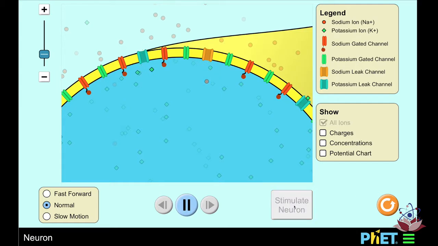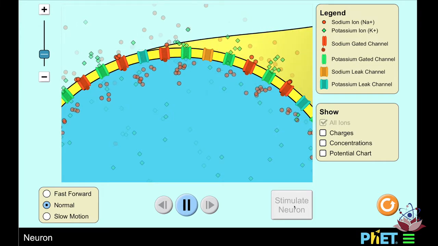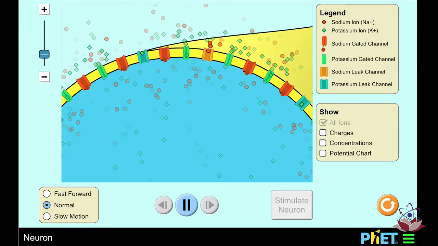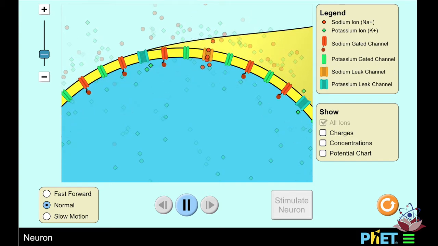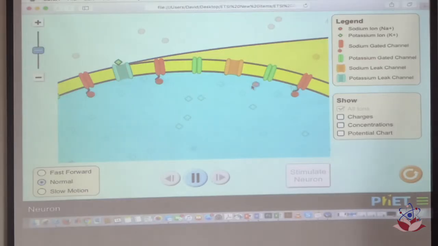Okay, so that when we stimulate, there's an electrode that stimulates the axon. See? That right there, boom. Okay, so who can explain to me an action potential?